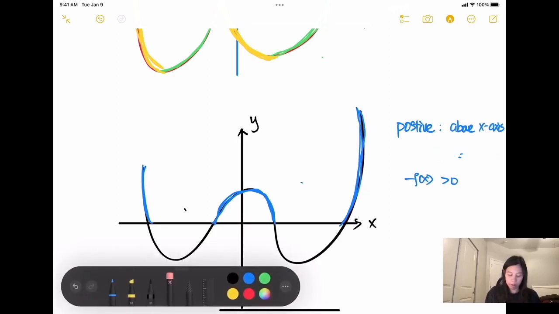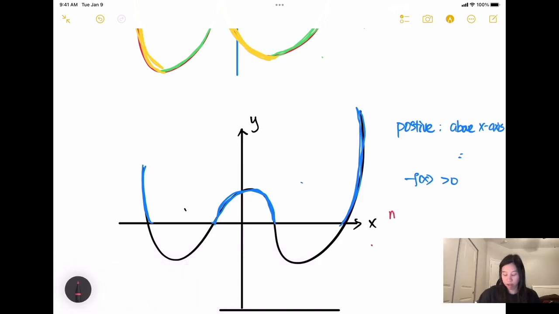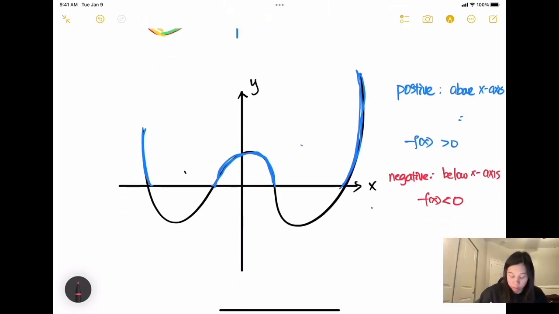So when is it negative? Well, negative is the opposite. Negative means the graph is below the x-axis. Because when it's below the x-axis, the value of y is less than 0, right? So that means here is negative.